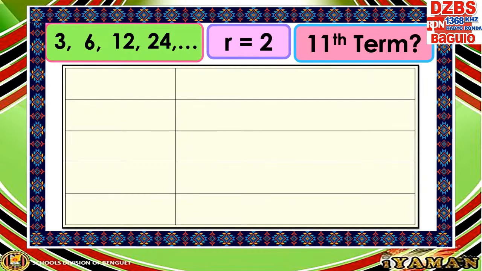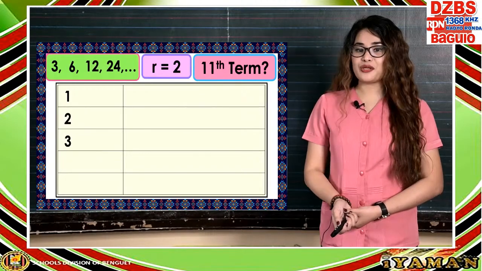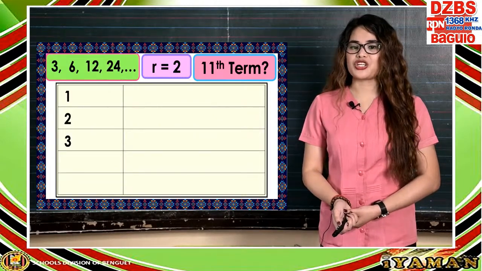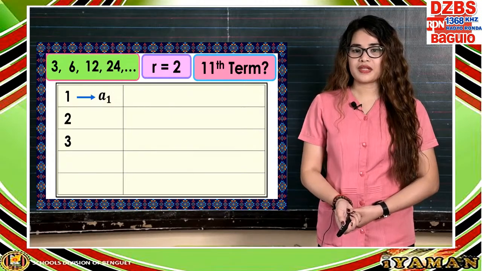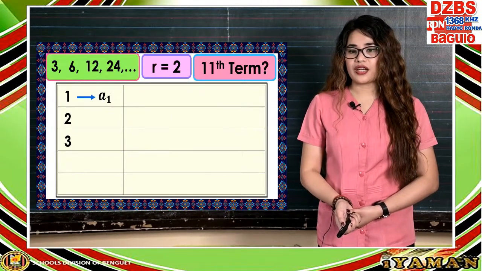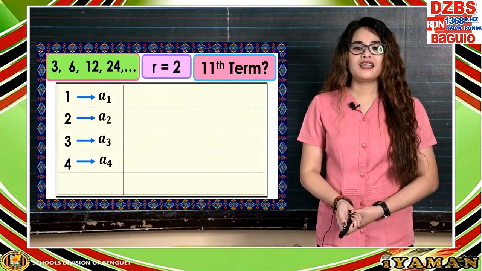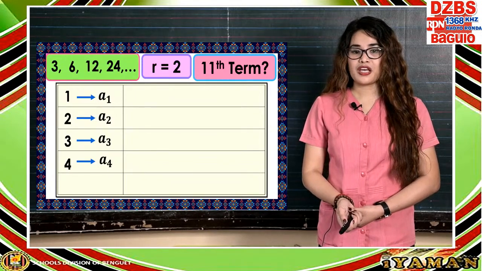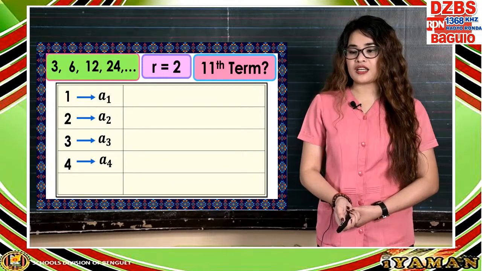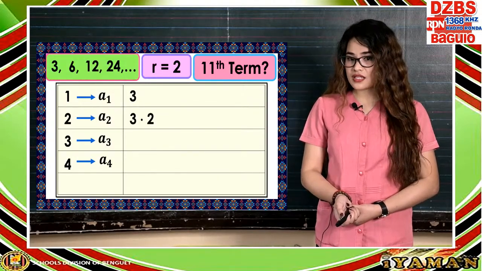In the first column, let's write what the number of the term is, like 1, 2, 3. But let's use a slightly different notation. Instead of 1, let's write a sub 1. Instead of 2, let's write a sub 2, and so on. In the second column, let's write the terms. So the first term, a sub 1, is 3. The second term, a sub 2, is 6.